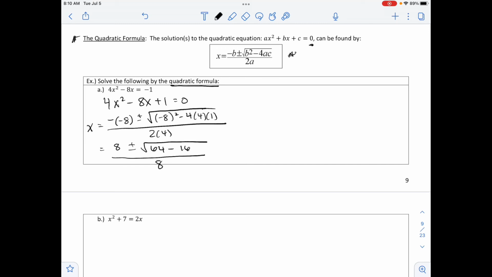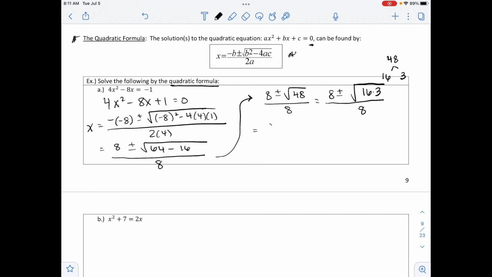From here, 64 minus 16 is going to equal 48. So we have 8 plus or minus the square root of 48 all over 8. And then to simplify 48, if you think of perfect squares, 48 is the same as 16 times 3. And so we know that this is going to be 8 plus or minus the square root of 16 times 3 all over 8. And we know the square root of 16 is going to be 4. So we have 8 plus or minus 4 square root of 3 all over 8.